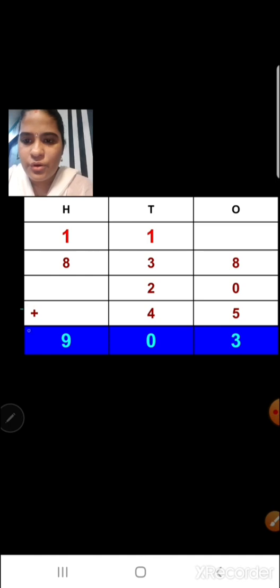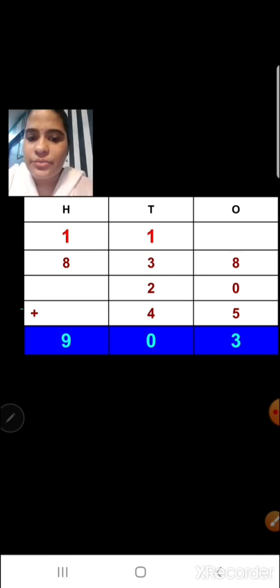First we have to draw your table or columns. Write the places properly: ones, tens, hundreds. Then we have to place the numbers properly in the proper place, and then we have to add. While addition, we have to start from ones place, which is very important.